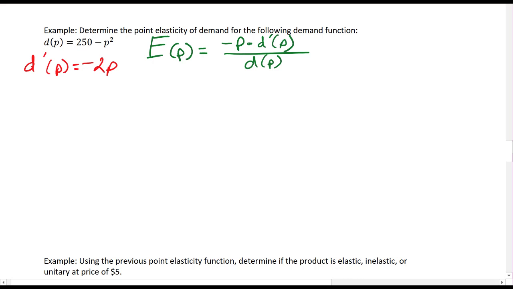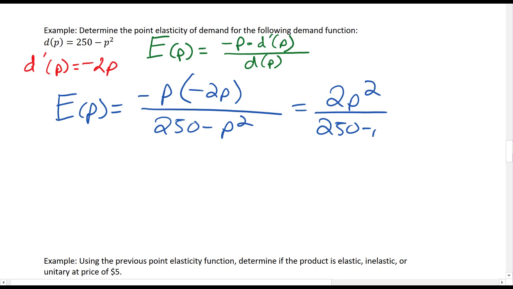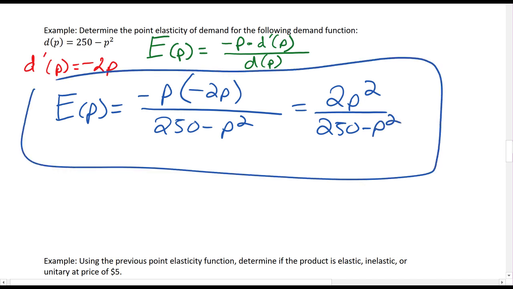Here we go. So that means that the point elasticity is, just following the formula, negative P times a negative 2P all over the original demand function, which was 250 minus P squared. Just going to clean this up a little bit. In your numerator, it's a negative P times a negative 2P. That's going to be a positive 2P squared over 250 minus P squared. That, folks, is our point elasticity.